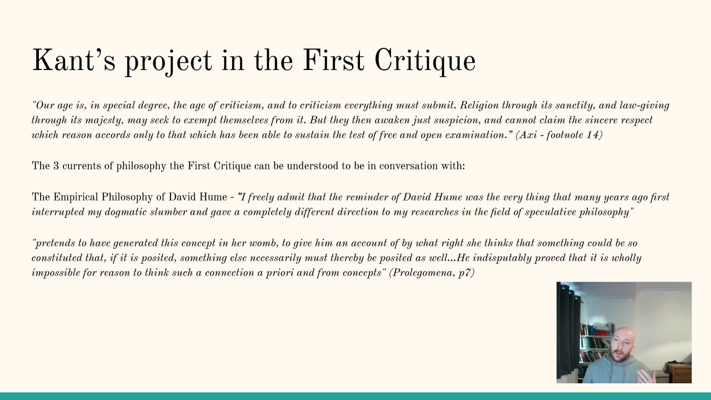This basically outlines how he's going to go about things in a systematic way. The project of the critique can be seen as targeting itself against three currents of philosophy, with an odd fourth one which is built from it. These were defined by a living Kant scholar, a really great scholar, called Karl Ameriks.